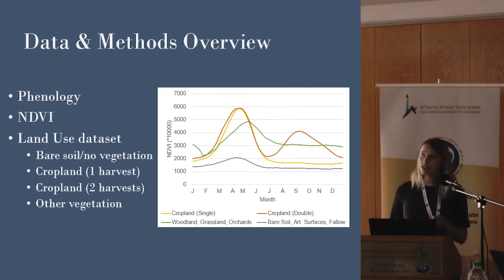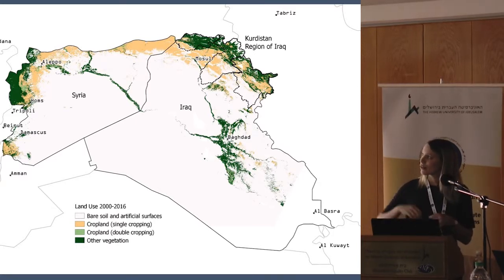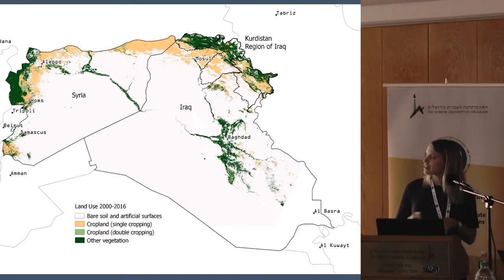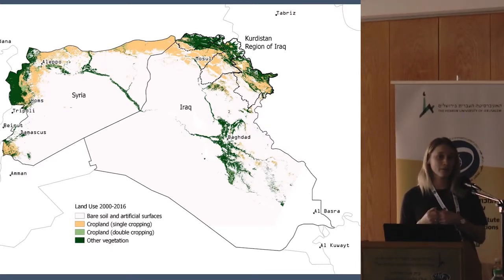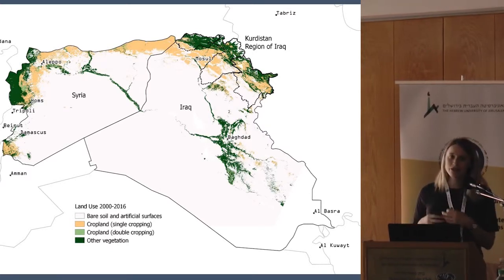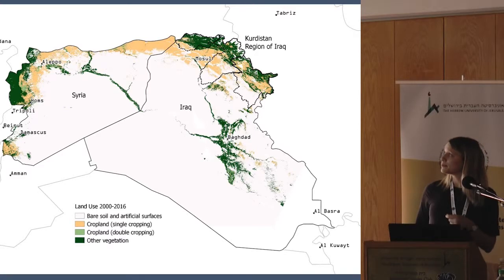So this is what it looks like, and this is a map of the most common land use class, or land cover class. So in the cropland areas, the yellow areas, you see that this is where the most common class per year is cropland. So it gets you an idea of what type of land cover you have in Syria and Iraq.